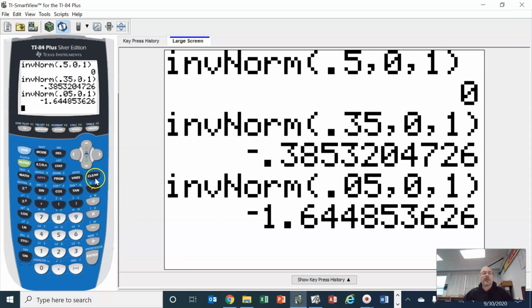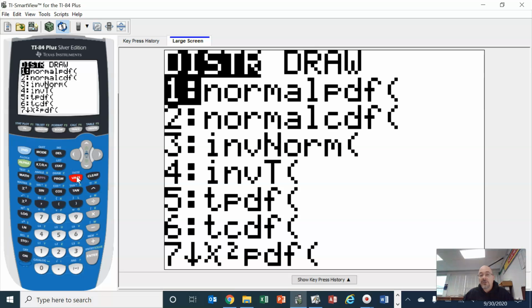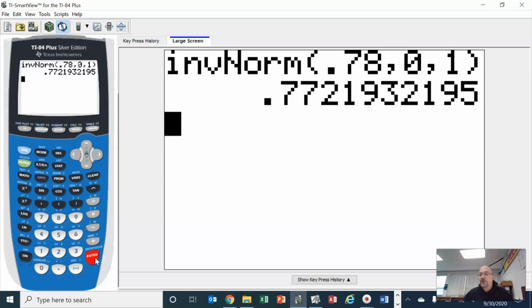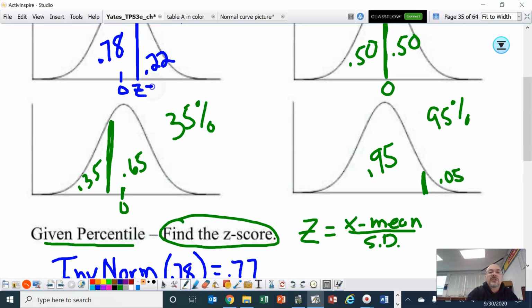We pull up our calculator. You go second vars. Again, second vars, it's number 3, inverse norm. You put your area in there, 0.78. Leave the mean as 0 and the standard deviation as 1, paste it in and then hit enter. We're going to round to 2 decimal places. So the z-score is 0.77. So when I look at my normal curve, this z-score is 0.77.